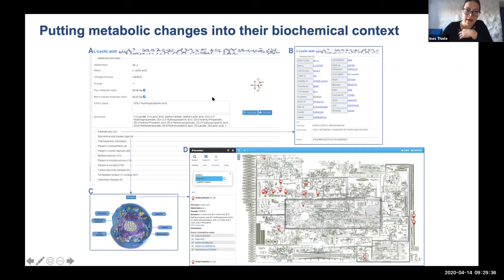Here's one example given for lactic acid and the different information that you can obtain for it. We have the internal abbreviations, but then we have detailed information for the different aspects. We have many different external links, providing links out to other databases. We have information connected from the Human Metabolome Database about what's known about the compound, the molecular structure, and then of course where it is present in our own collection of gut microbes and human reconstructions. And you can visualize the compounds on the maps.